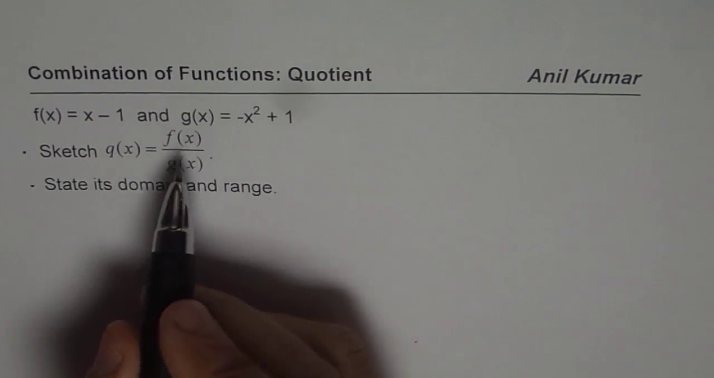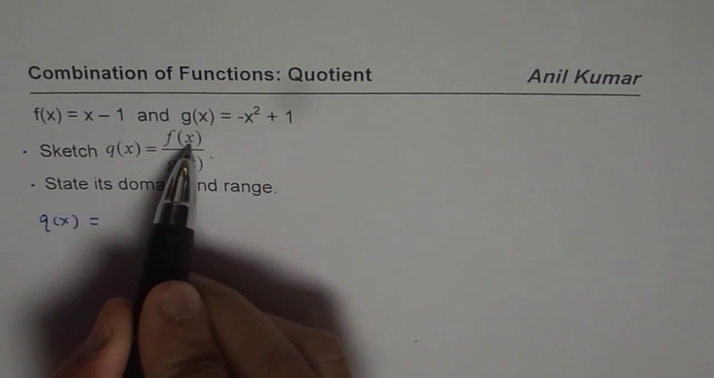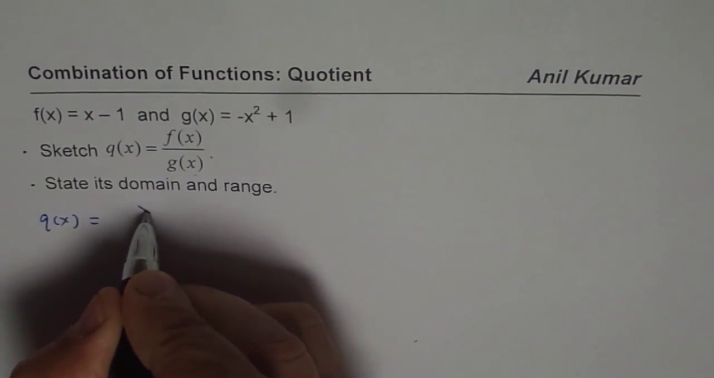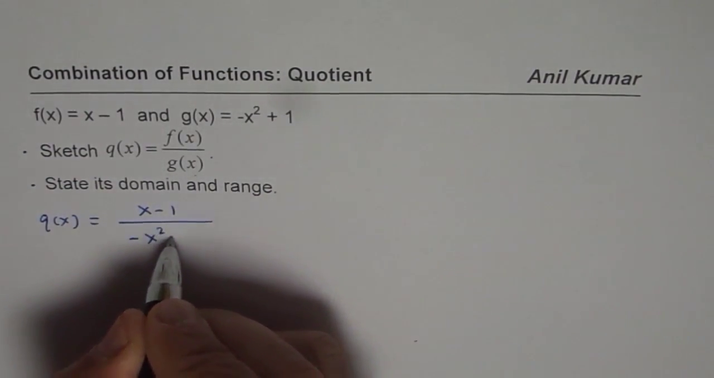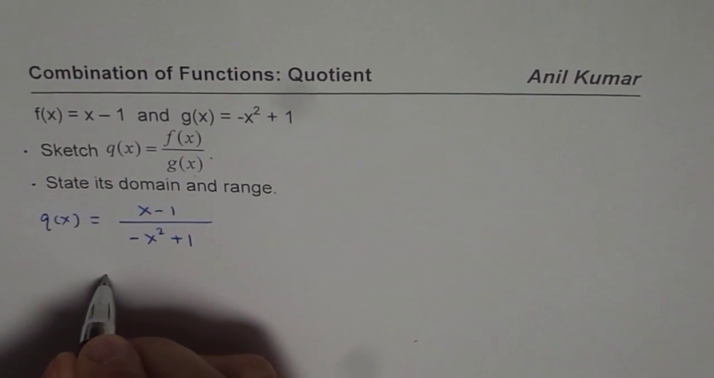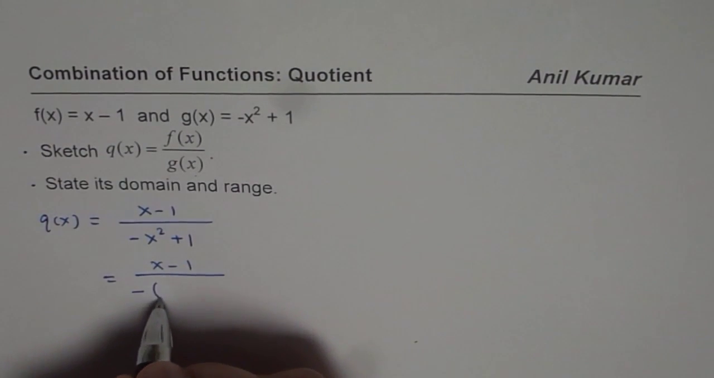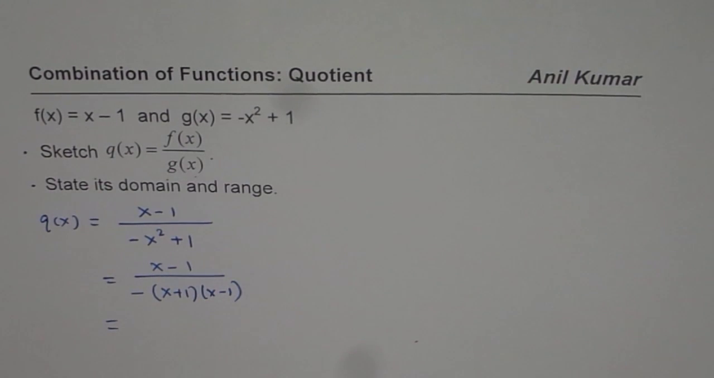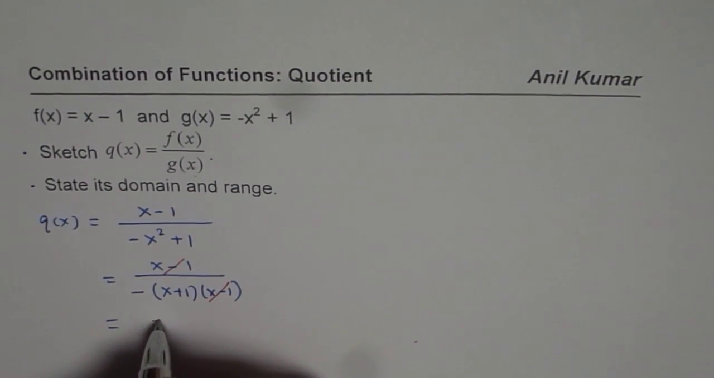So let's begin by finding out what q of x is. So q of x is given to us as ratio of f of x and g of x. We can replace f of x with the given function x minus 1, and g of x is minus x squared plus 1, right? To simplify this function, we can factor, so we get minus x minus 1 in the numerator and minus of x plus 1 times x minus 1 in the denominator. This could be simplified, right? So x minus 1 cancel out. So we get minus 1 over x plus 1, right?